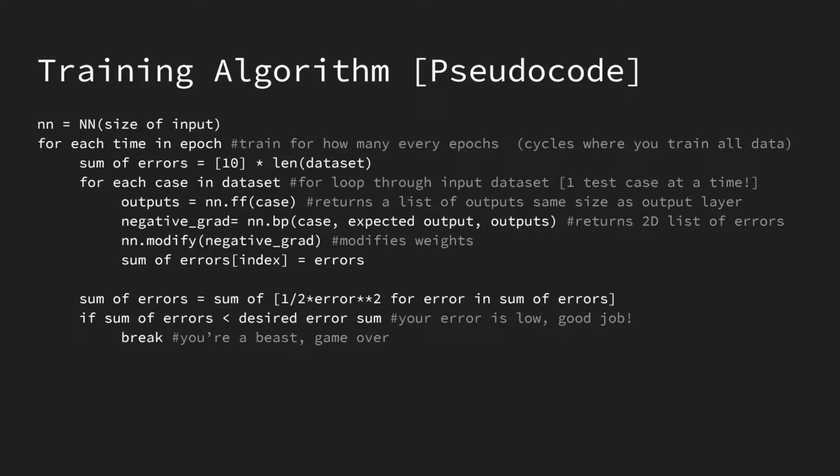After you're done with one cycle of your dataset, you now have your sum of errors, and you can sum up 1/2 times error squared as the error equation goes. And if your sum of errors is less than the desired error sum, your error is low, and you are done with that test case. So you can break, and that's when you can have your print statements for the lab.